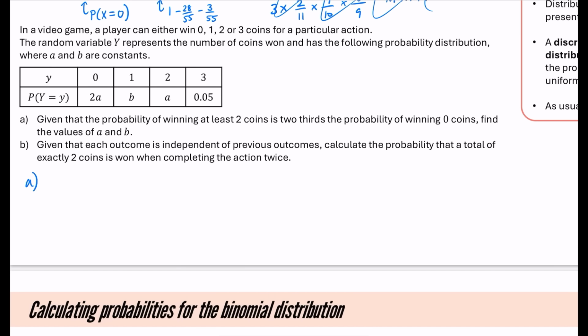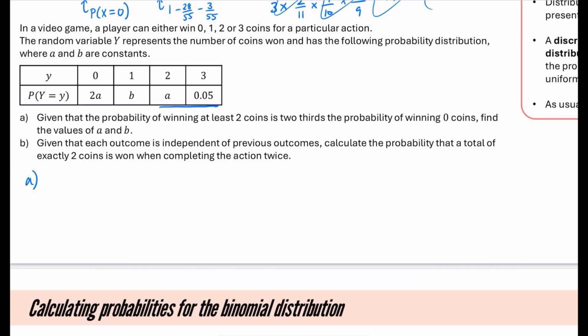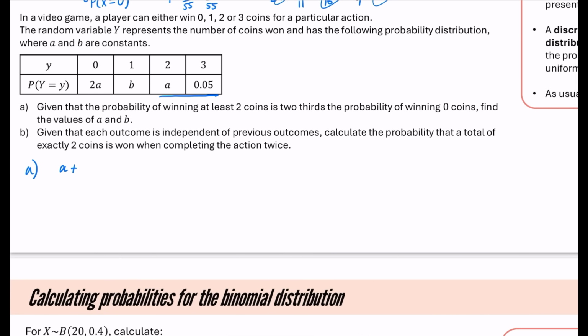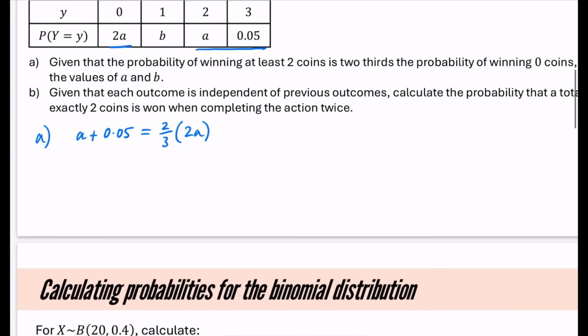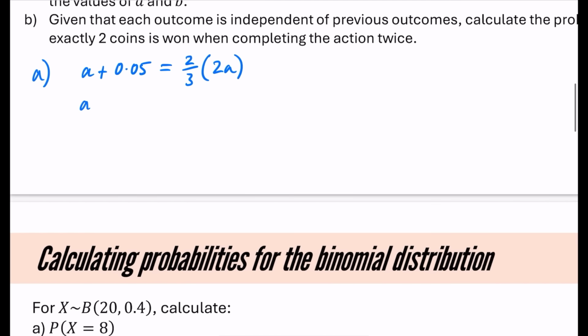So I'm actually just going to go straight in with this. The probability of winning at least 2 coins would be a plus 0.05. That's the probability of winning at least 2. And they've said that that is 2/3 the probability of winning no coins, which is 2a. So I've got a nice equation there that if I solve it, I can find out my value of a.